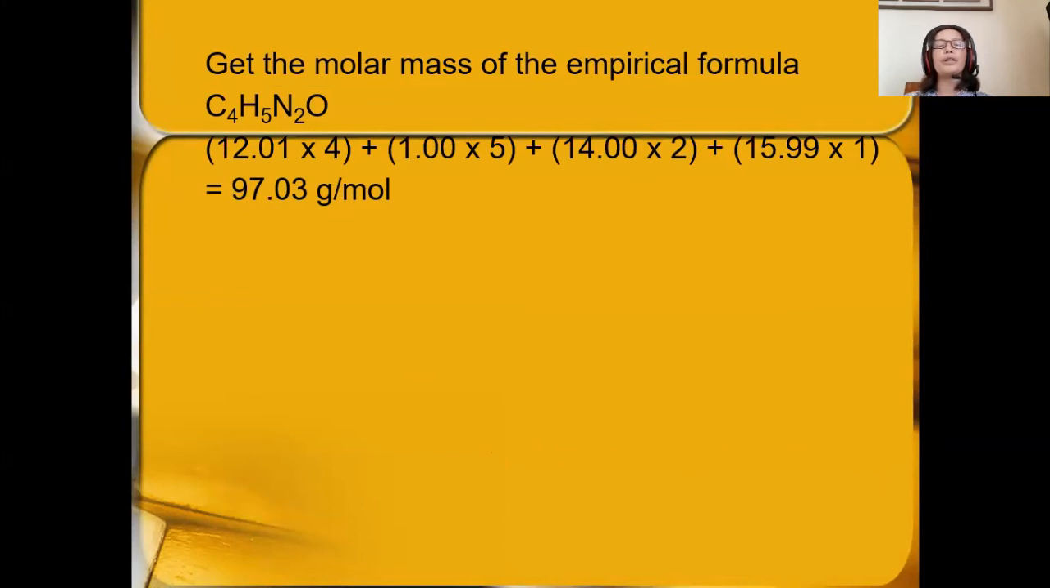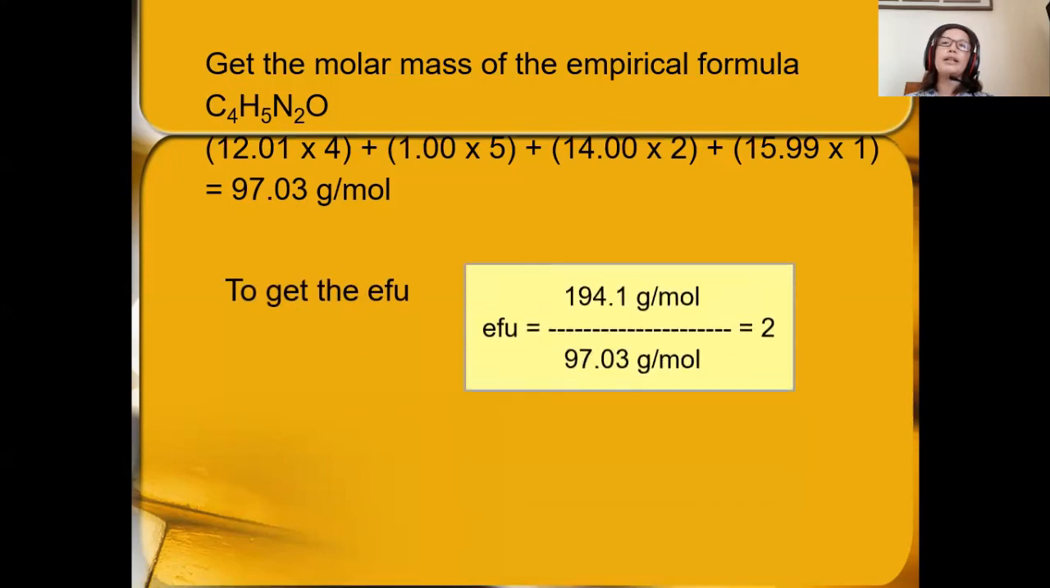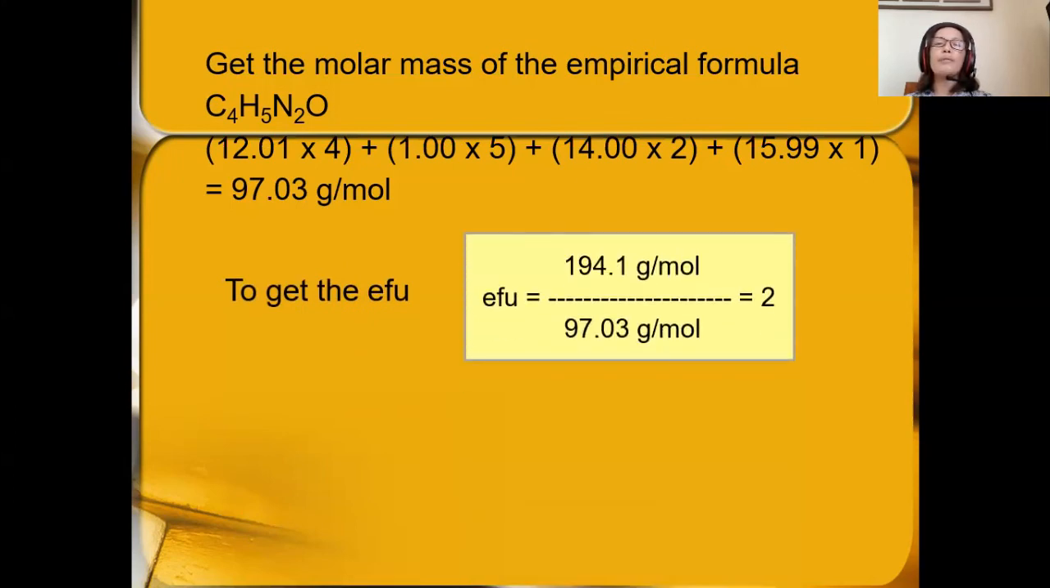How are we going to get the EFU? Take note, in getting the EFU, it's the molecular mass divided by the empirical formula mass. Okay? So in the problem, our molecular mass is 194.1 grams per mole and the empirical formula mass is 97.03, and the EFU is 2. So this is the multiple of the empirical.